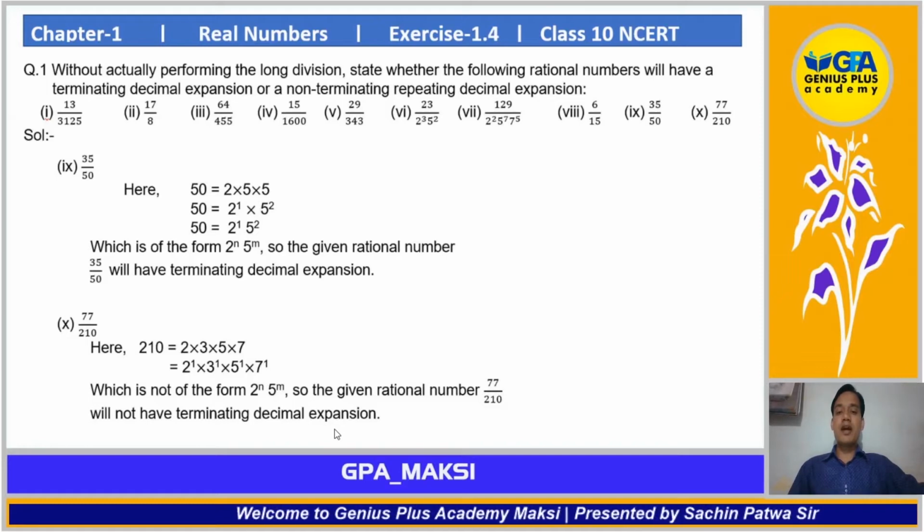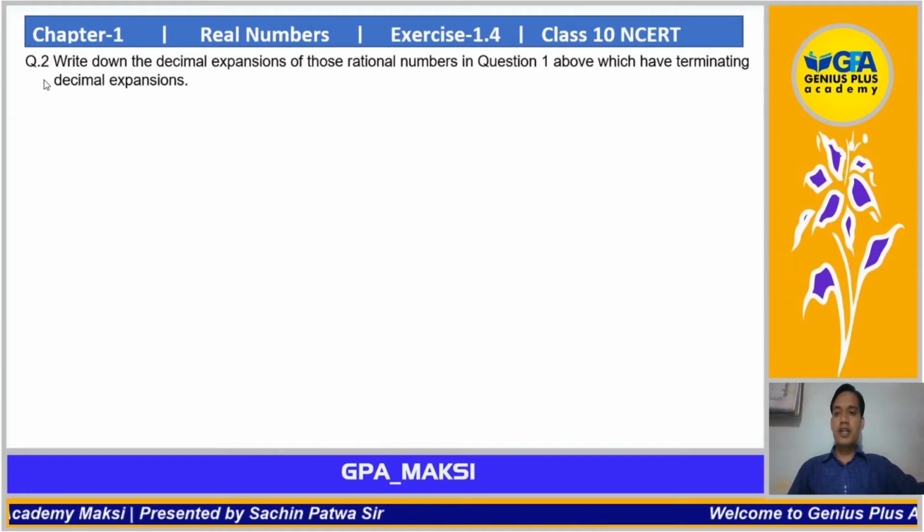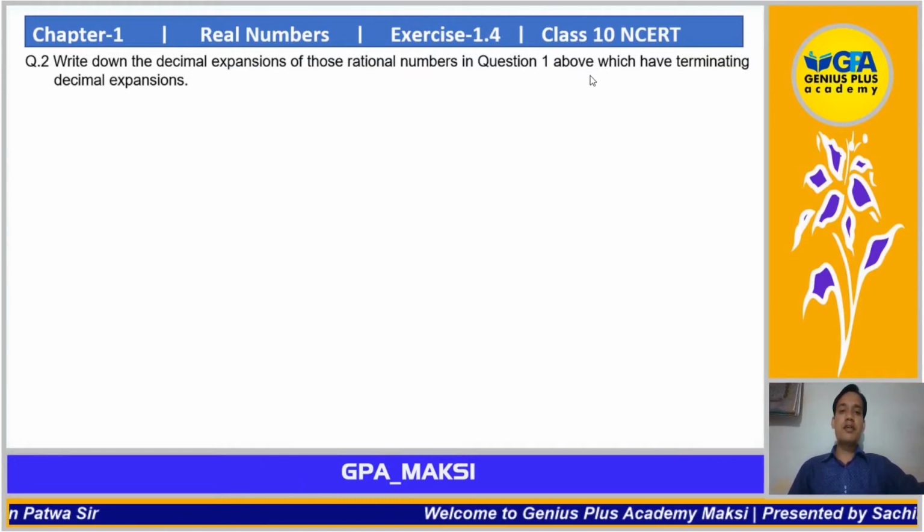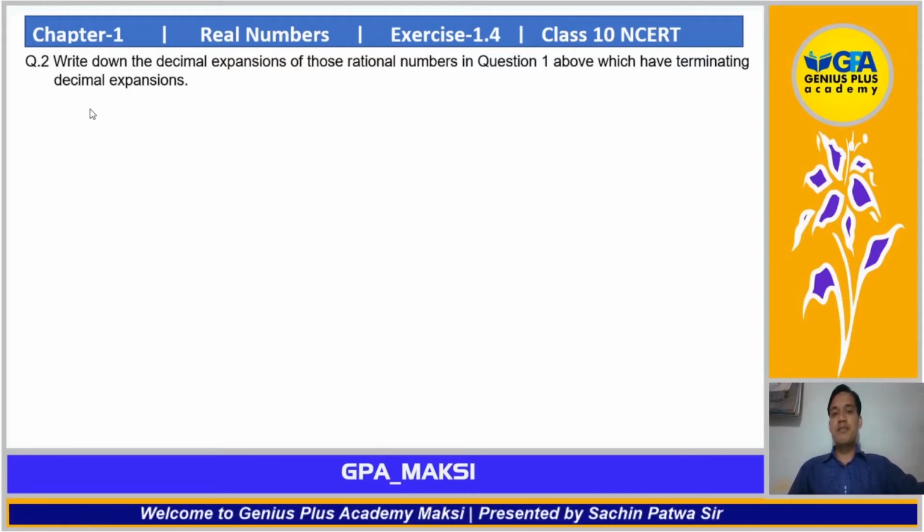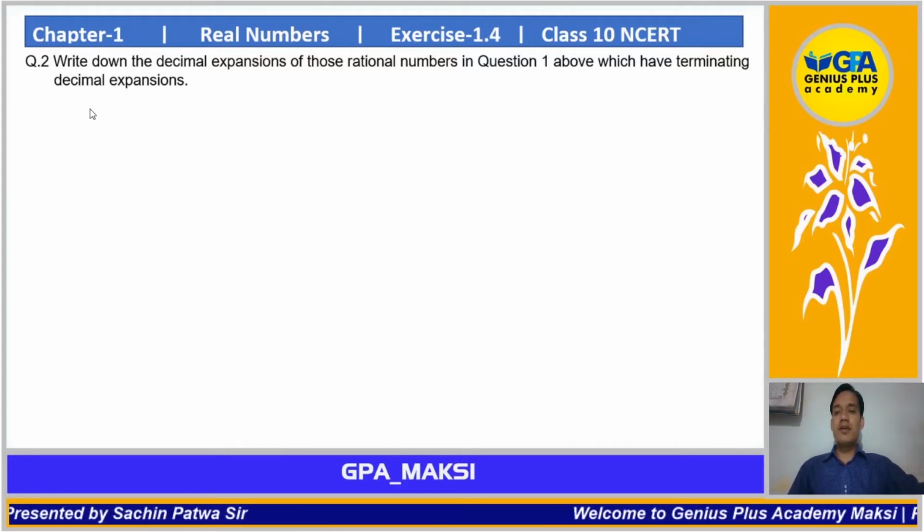आइए चलते हैं हम हमारे अगले क्वेश्चन की ओर. और सेकंड क्वेश्चन इज राइट डाउन द डेसिमल एक्सपांशन ऑफ दोज रेशनल नंबर्स which in question 1 above which have terminating decimal expansion. हमें इस क्वेश्चन में क्वेश्चन नंबर 1 के जो क्वेश्चन गिवन है उसमें उनके टर्मिनेटिंग डेसिमल एक्सपांशन को शो करना है. तो आइए चलते हैं हमारे क्वेश्चंस की ओर.